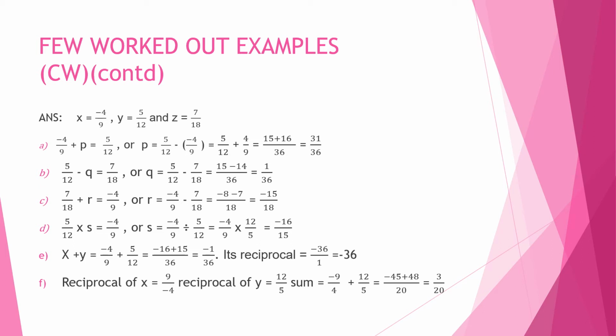The next is part F, sum of the reciprocals of x and y. In this case, we need to find the reciprocals of x and y separately. The reciprocal of x will be 9 by minus 4. The reciprocal of y is 12 by 5. So their sum is minus 9 by 4 plus 12 by 5. And the final answer is 3 by 20.